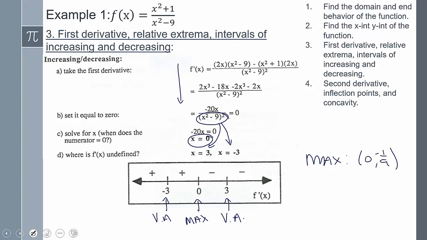And so putting those on number lines, we need to take a look at our intervals of increasing and decreasing, because that's also going to help us to determine what our max and min is going to be. So it's positive, positive, but that is also a vertical asymptote. Positive, negative. If it's going up and then going down, we know that that's going to be a relative maximum. And then negative, negative. Well, it is a vertical asymptote in between, so that's not going to be anything special.